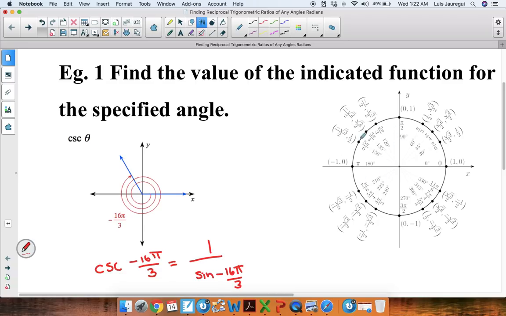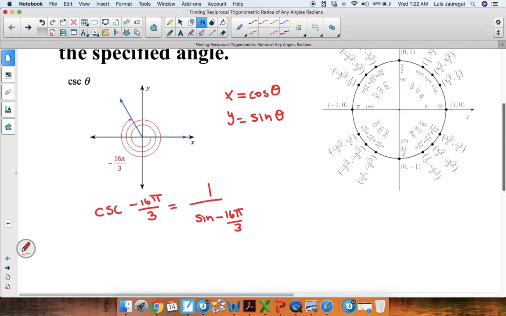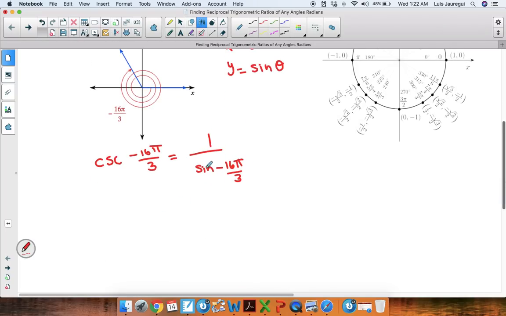Now on the unit circle, we know the following two facts. x is equal to cosine of theta, and y is equal to sine of theta. Now, unfortunately, we don't have any angle negative 16 pi over 3 on the unit circle. So we're going to focus our attention on this component first.